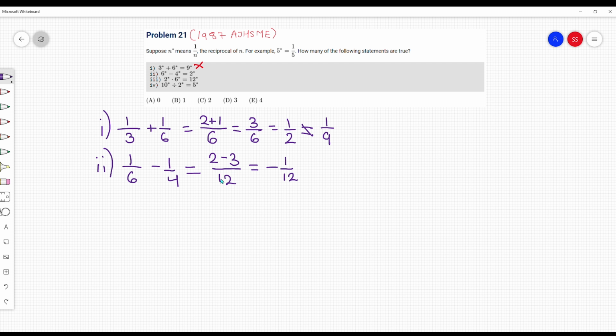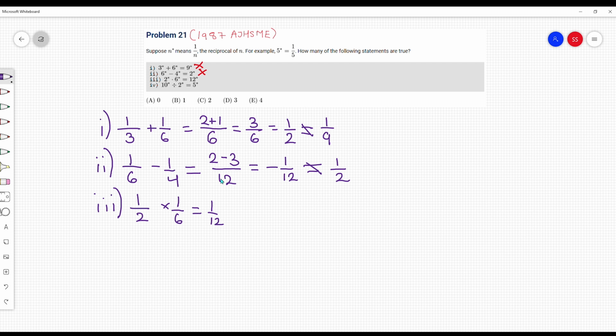But here it says that the answer would be equal to 2 star. And that is false because minus 1 by 12 is not equal to 1 by 2. We know that the second statement is false as well. Now let's move on to the third statement. It says that 2 star into 6 star is equal to 12 star. So 1 by 2 into 1 by 6 is equal to 1 by 12.